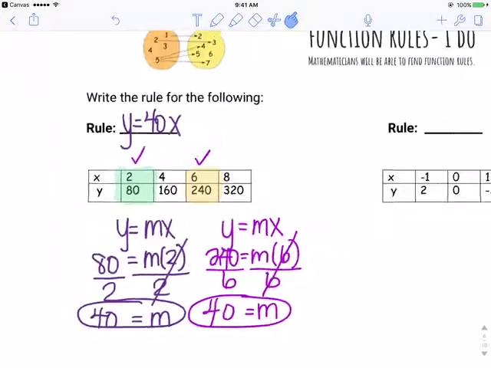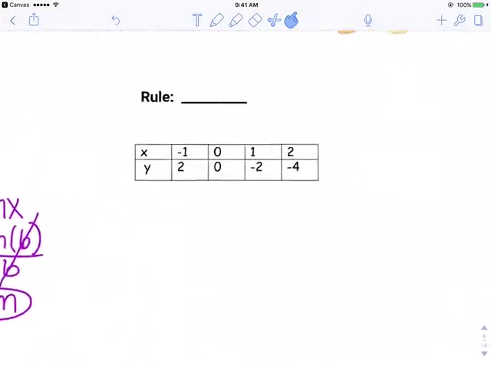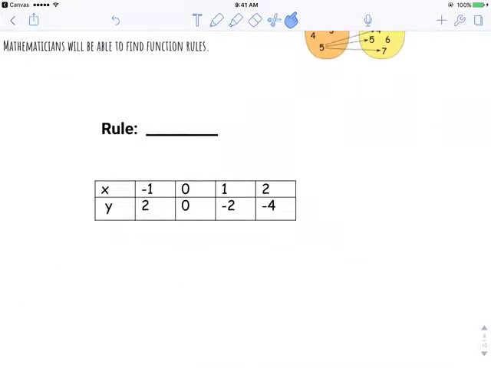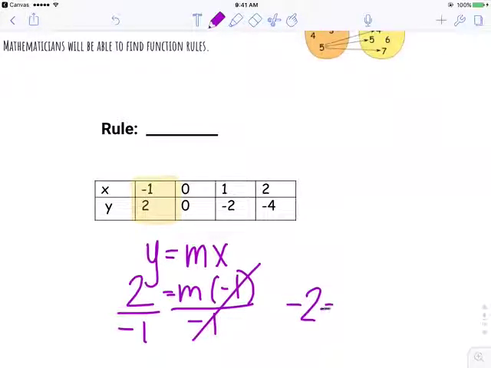But like I said, I always like to choose the first set. All right, so again, I'm going to choose the first set. Write my form, y equals mx, and plug in x, -1. Plug in y, which is 2. Divide by -1 on both sides. And 2 divided by -1 is just -2 equals m.